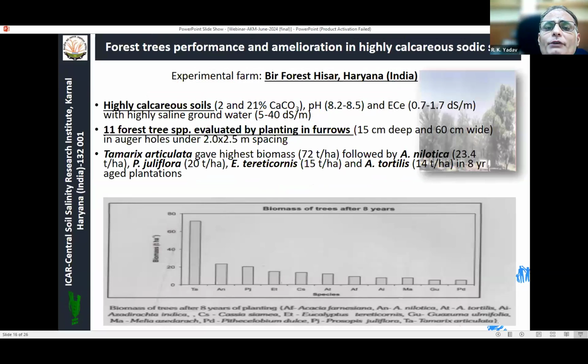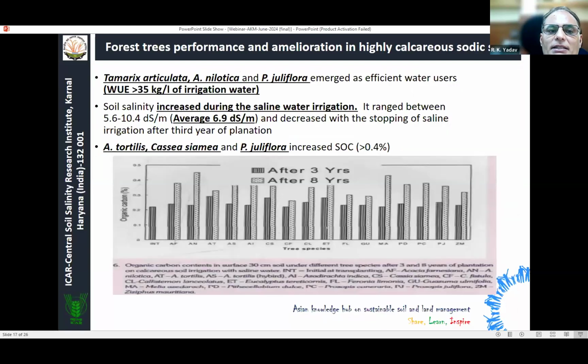Another is a weed forest model, where highly calcareous soil was there, and we also developed a model. We could find out that Tamarix articulata, Acacia nilotica, Eucalyptus tereticornis, Acacia tortilis, and Prosopis juliflora came up with a very good output in terms of biomass as well as reclamation potential when we compare the data of 3 and 8 years.